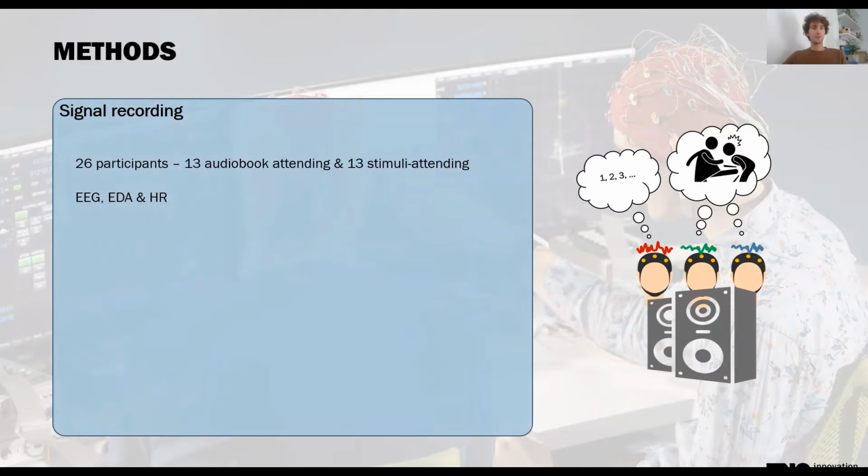We used here the same dataset as the one for which I presented the results in the background before. We recorded signals from 26 participants that were all listening to an audiobook that was interspersed with short stimuli. 13 of these participants were instructed to focus on the audiobook, and 13 were instructed to focus on the short stimuli and try to ignore the audiobook as much as possible. We recorded EEG brain signals, skin conductance or EDA, and heart rate.